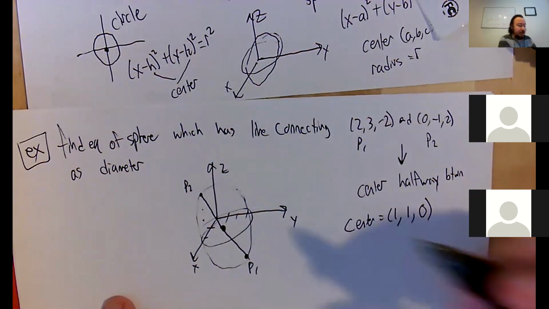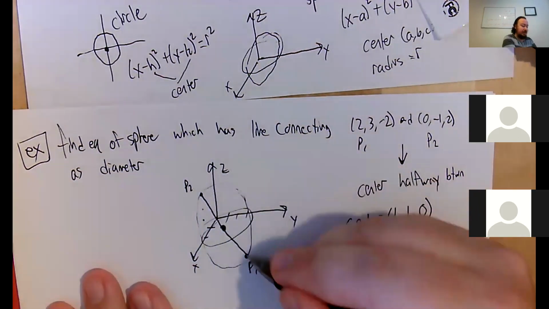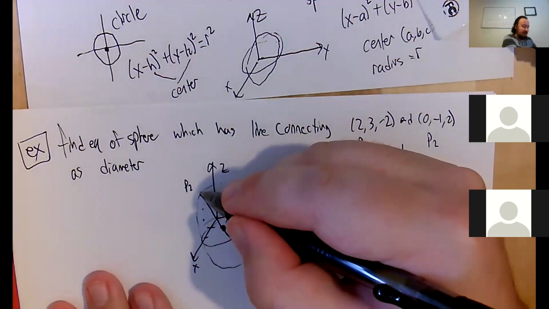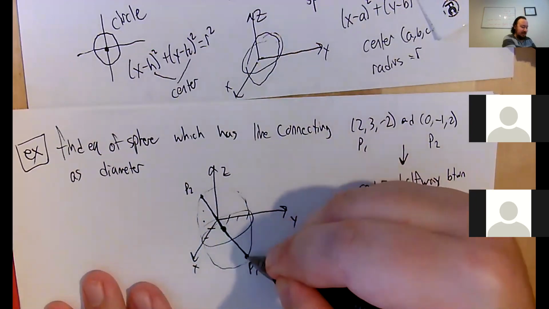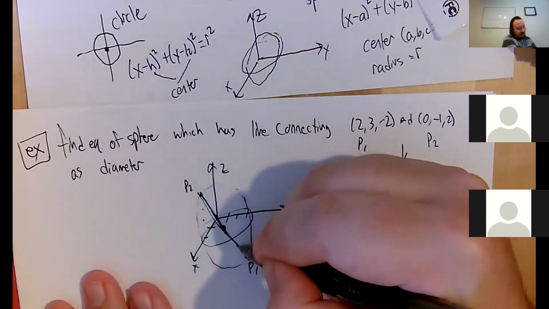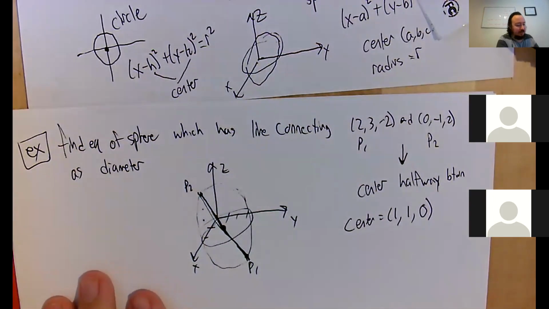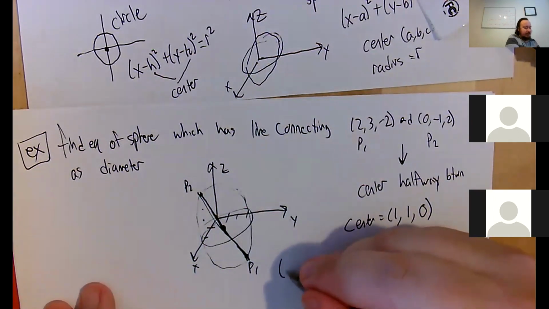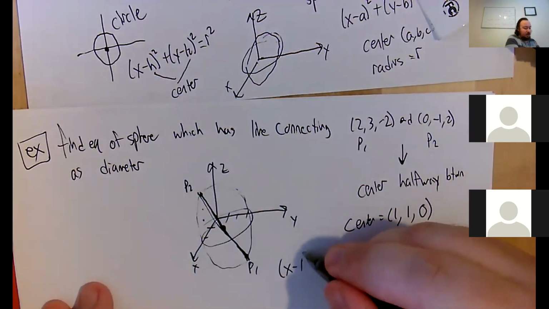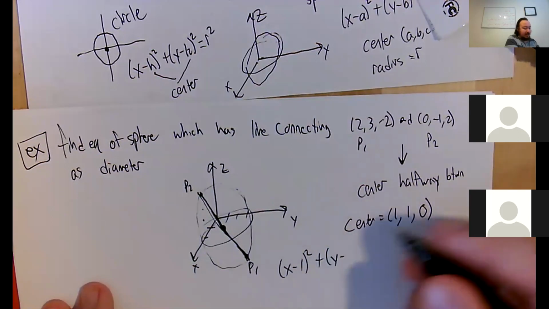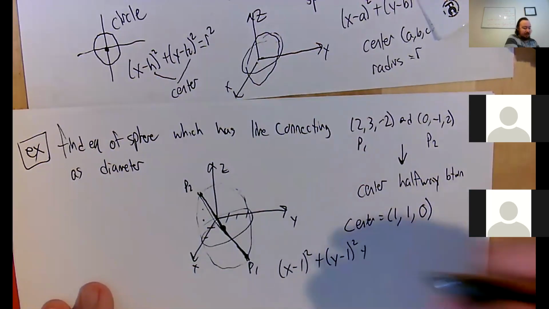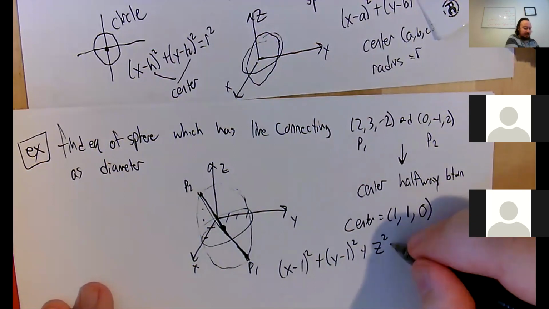The diameter is bent? No, this is a perfectly straight line connecting. I'm sorry, my drawing's not very good. I intended for this to be entirely straight. Anyways, we got the center here. So that means we're going to have (x - 1)² + (y - 1)². And then we have 0, so we might as well just leave it as z².